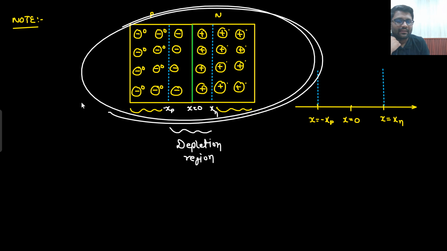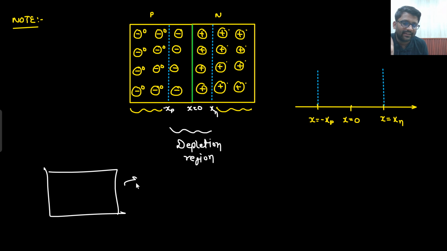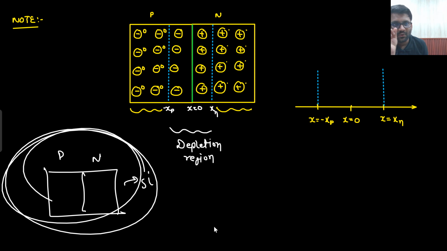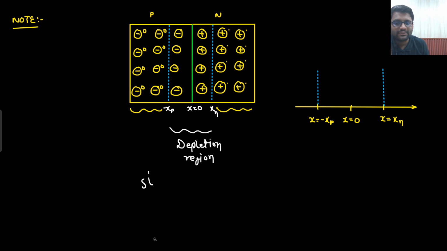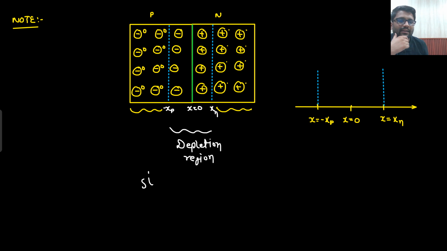Just let me know one thing. This whole semiconductor is one semiconductor only, no? Initially I had silicon, then I doped the P side, then I doped the N side. So there is one semiconductor. Is this whole semiconductor electrically neutral or not? Yes, it is electrically neutral.